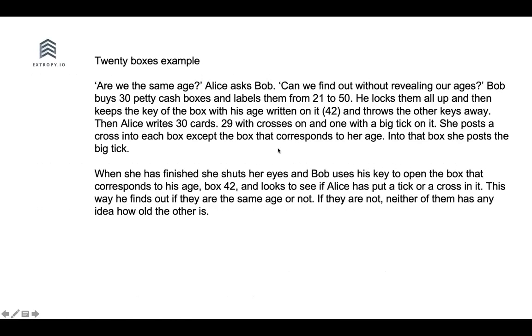There are other examples. There's one here about age. I won't go through it. It's really just a very similar thing. Again, very mechanical ways of doing these proofs.